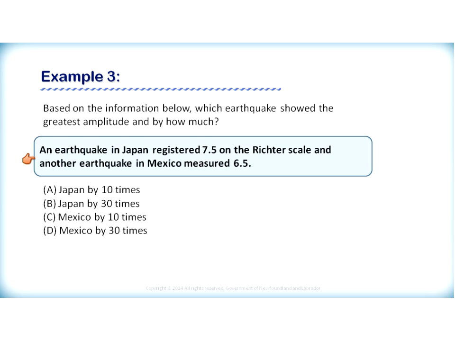So in this case, the earthquake in Japan registered 7.5 on the Richter scale, whereas the one in Mexico measured 6.5 on the Richter scale. So therefore, it would increase in amplitude by 10 times, and Japan would have the higher amplitude earthquake. So your answer to this question will be A. The Japan earthquake would be larger in wave amplitude by 10 times.